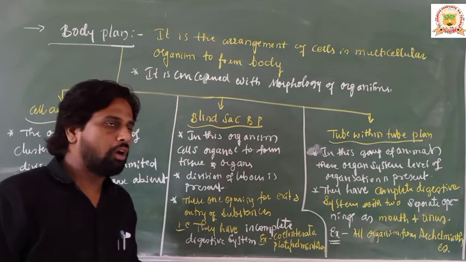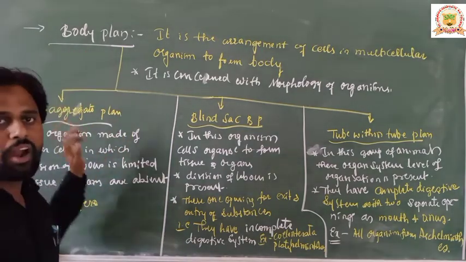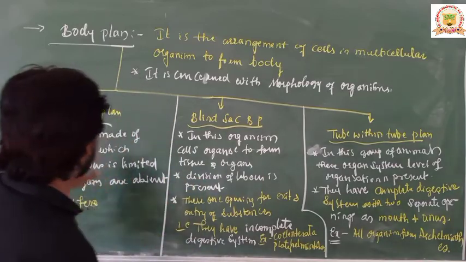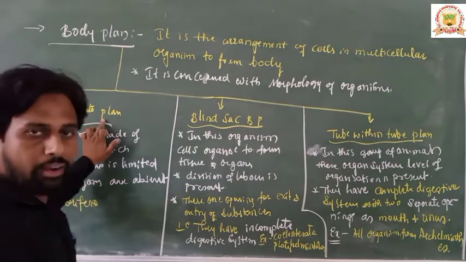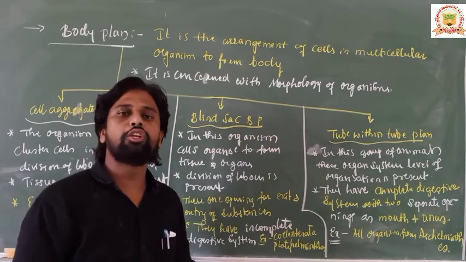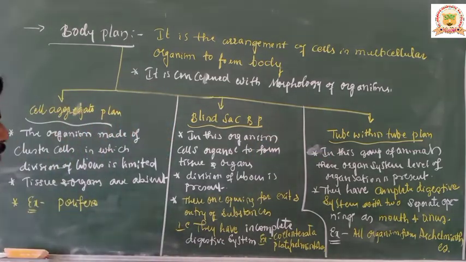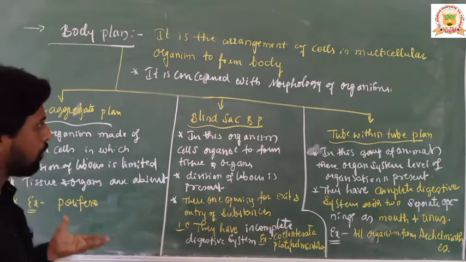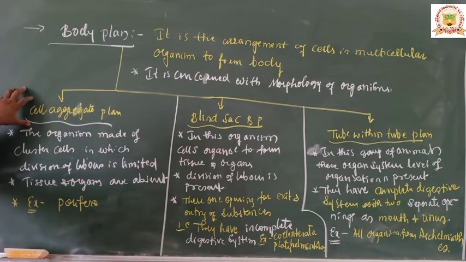Okay. Based on this, body plan has divided into mainly three groups, students. That is cell aggregate plan, blind sac body plan, and also tube within tube body plan. So which organisms are going to show this? Here, first, the organisms which are cell aggregate plan, students.